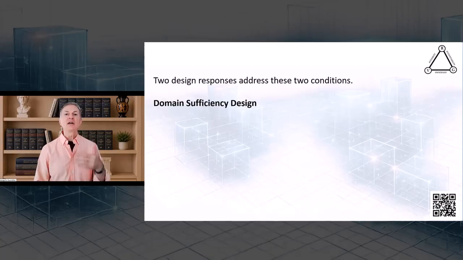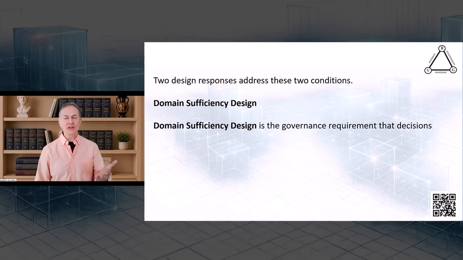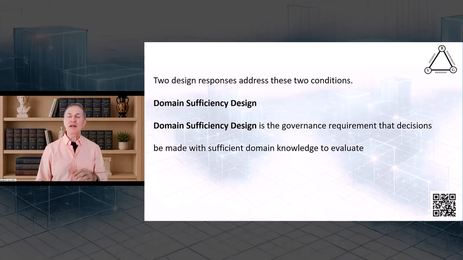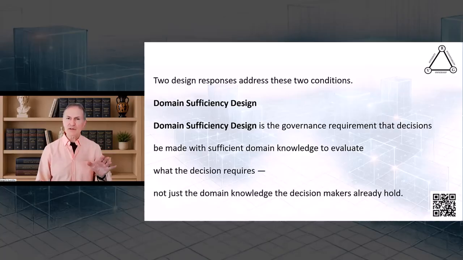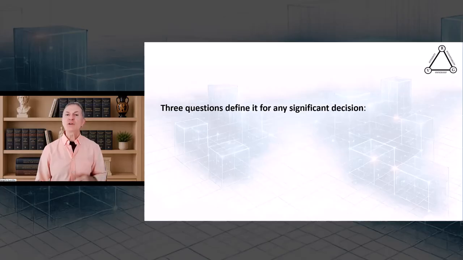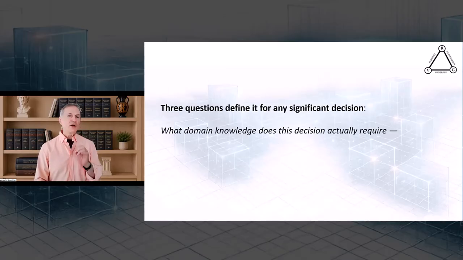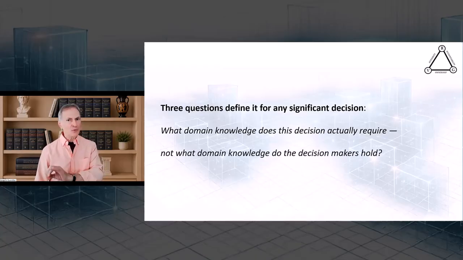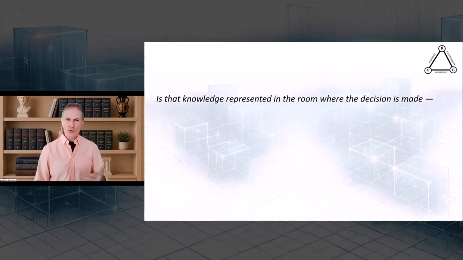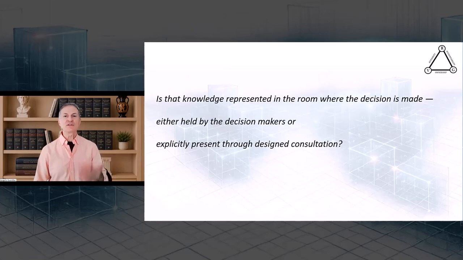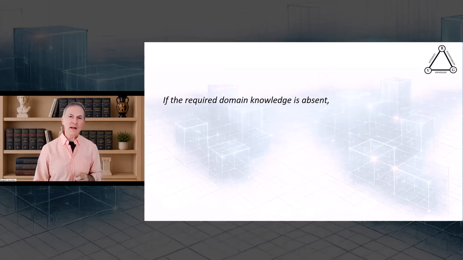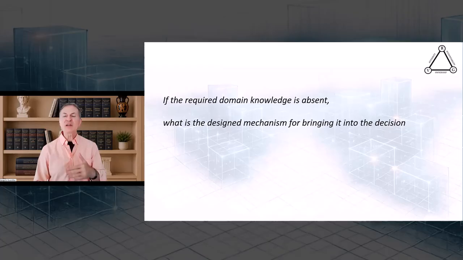Domain sufficiency design. Domain sufficiency design is the governance requirement that decisions be made with sufficient domain knowledge to evaluate what the decision requires. Not just the domain knowledge the decision makers already hold. Three questions define it for any significant decision. What domain knowledge does this decision actually require? Not what domain knowledge do the decision makers hold. Is that knowledge represented in the room where the decision is made, either held by the decision makers or explicitly present through designed consultation? If the required domain knowledge is absent, what is the design mechanism for bringing it into the decision before the decision is finalized?